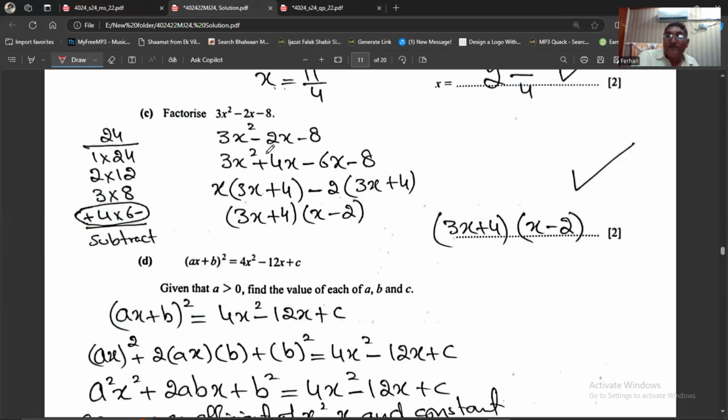This is called the midterm breaking. So you will have 3x squared plus 4x minus 6x minus 8. From the first two terms, I will take x common.